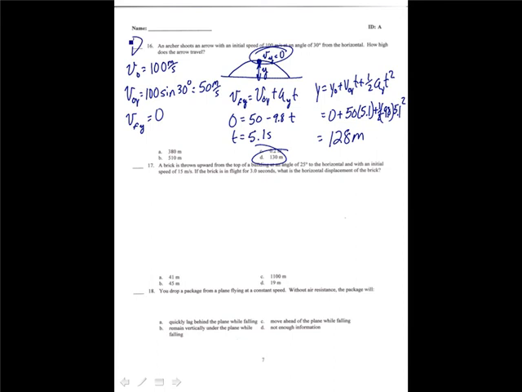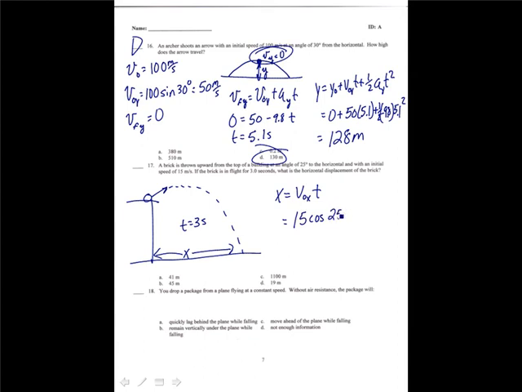Alright, a brick is thrown upward from the top of a building at an angle of 25 degrees to the horizontal and with an initial speed of 15 meters per second. If the brick is in flight for 3 seconds, what is the horizontal displacement of the brick? Alright, so you have this object that follows a trajectory like this. We want to know what x is, and we're told that the time is 3 seconds, and x then is v0x times t, and that's equal to your initial speed, which is 15, times the cosine of the angle, which is 25 degrees, times the time, which is 3 seconds. It's 41 meters.